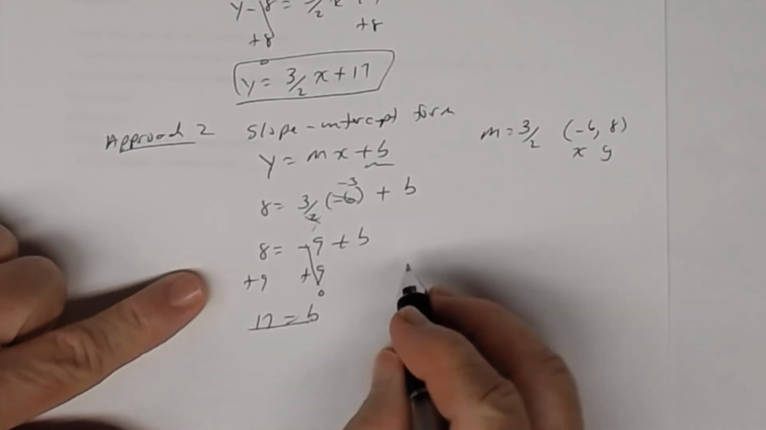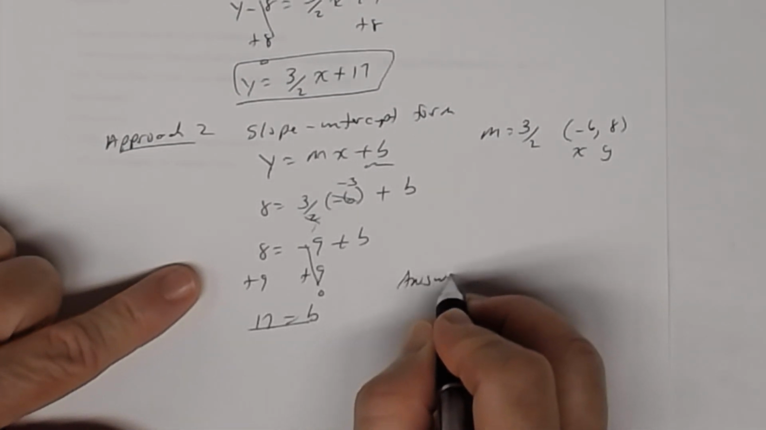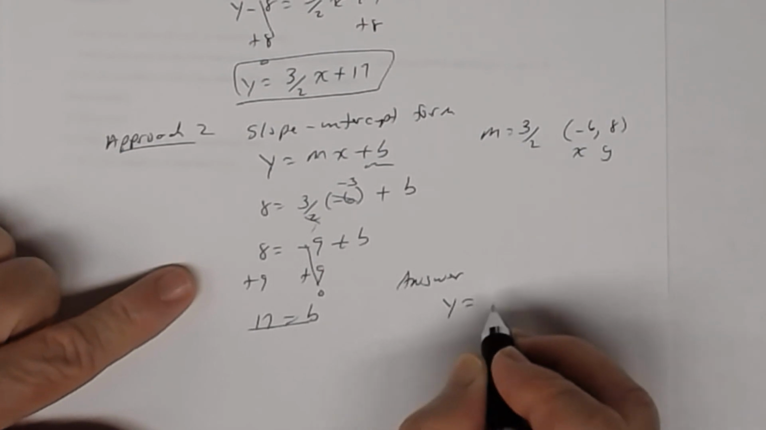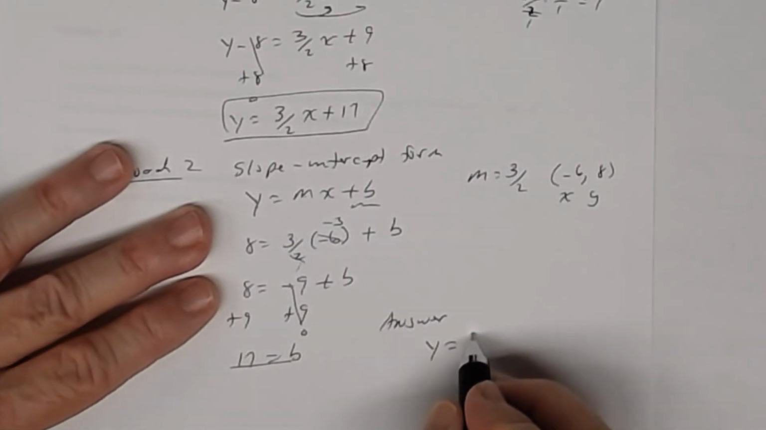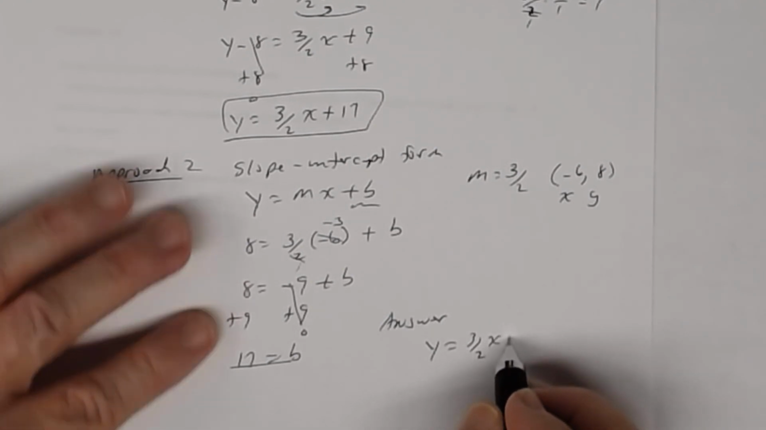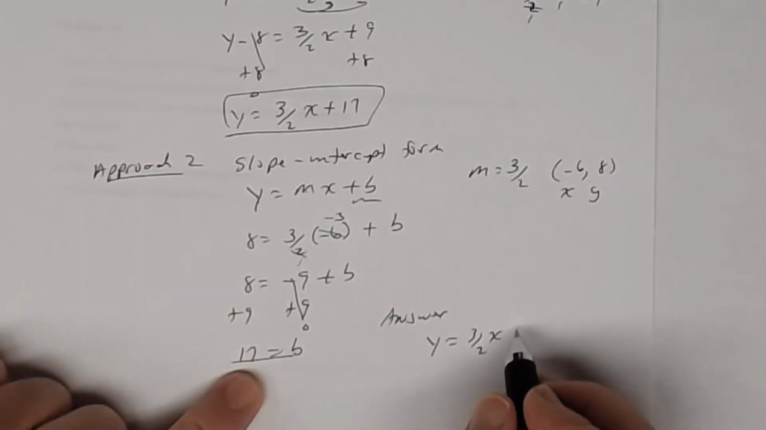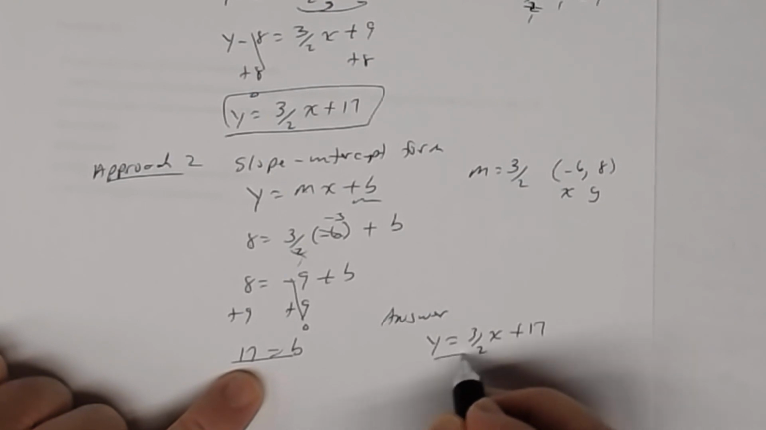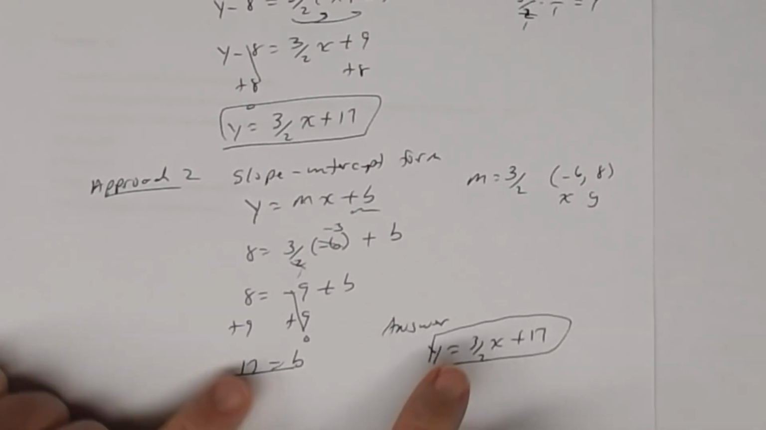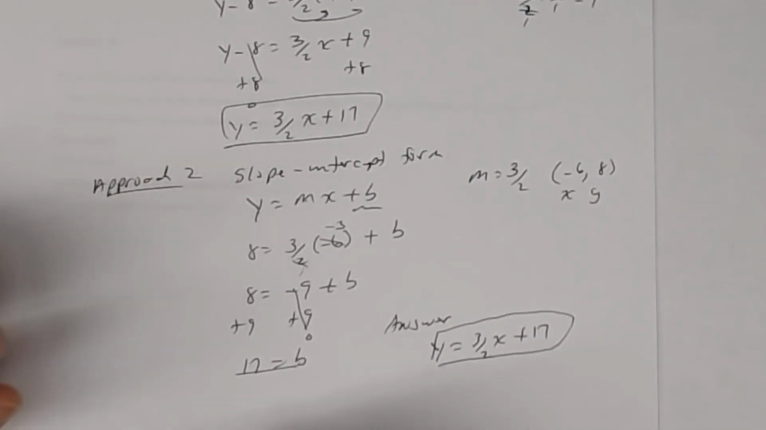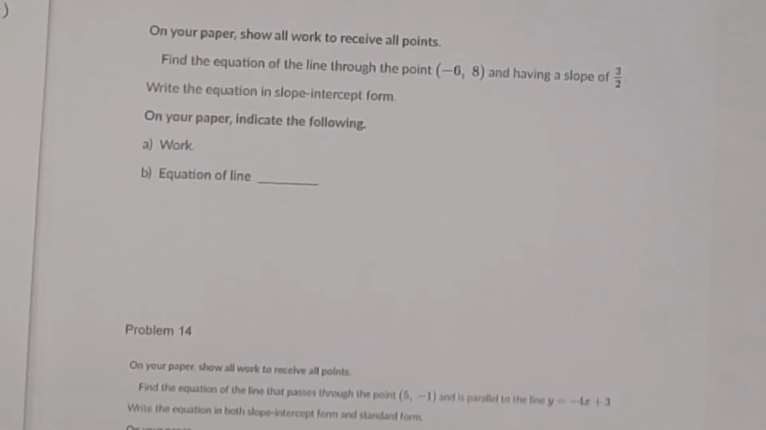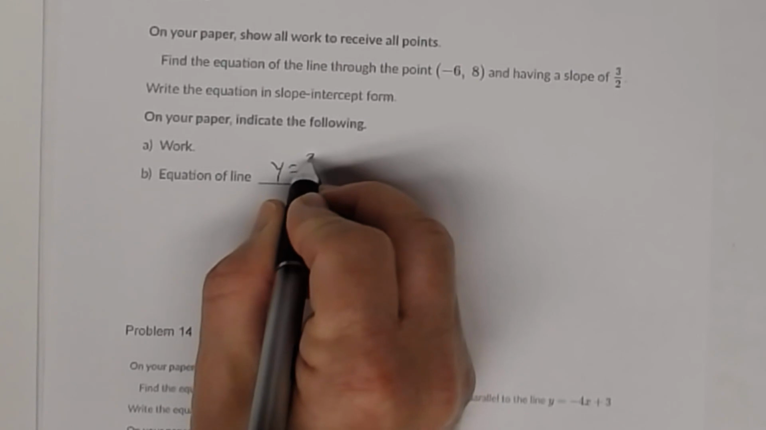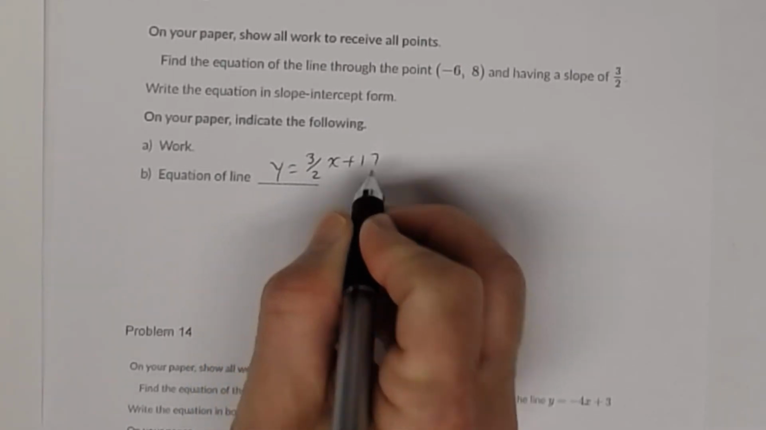And so there's b. So therefore your answer is y equals, remember, slope-intercept form, y equals the slope, which is 3/2 x, and then you now know the y-intercept. The y-intercept is 17. And so notice no matter which approach you use, you get the same equation. Okay? All right, so that was 13. So 13, we have y equals 3/2 x plus 17.